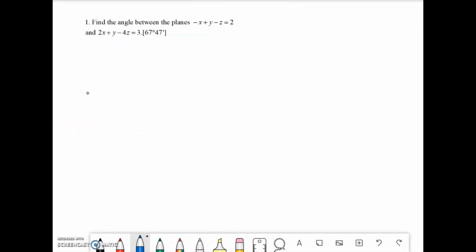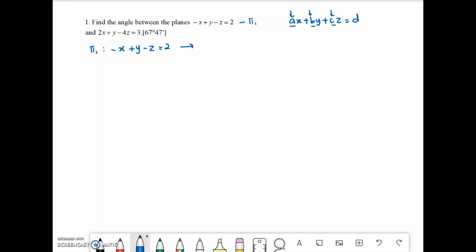Let us try this first example. Find the angle between the planes minus x plus y minus z equals 2, so this is the first plane, and 2x plus y minus 4z equals 3. So from the equation of plane, we have the first plane is minus x plus y minus z equals 2. As we know, the equation of plane is ax plus by plus cz equals d, where a, b, and c are the normal vector components.